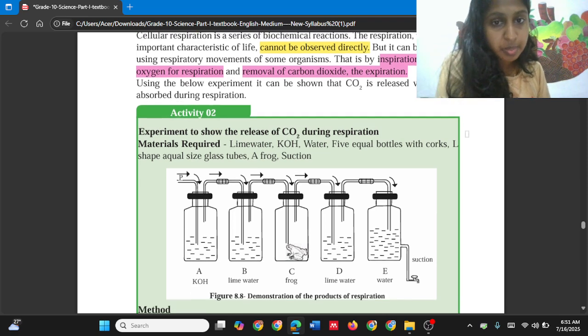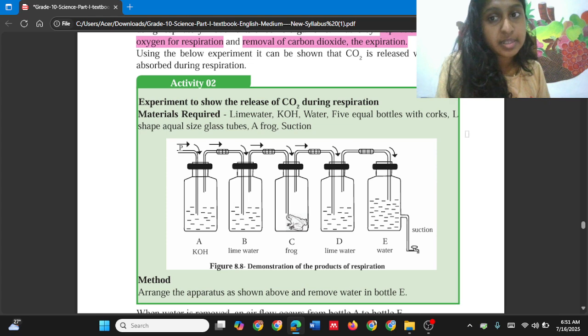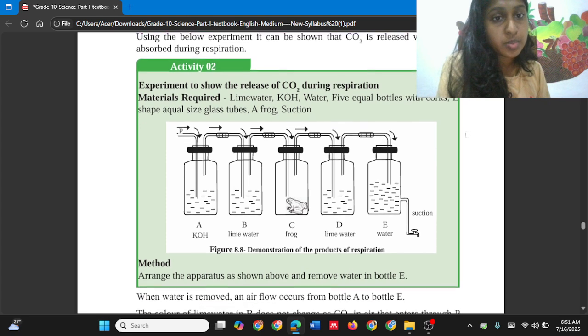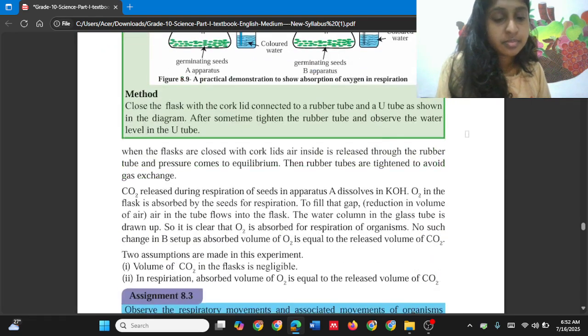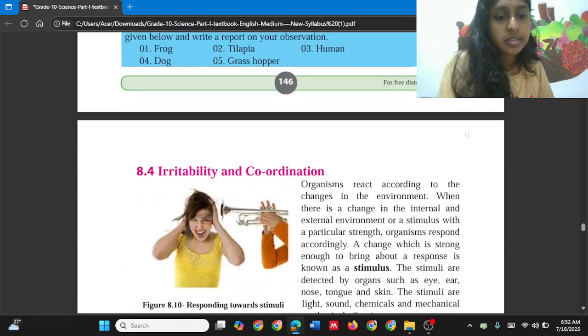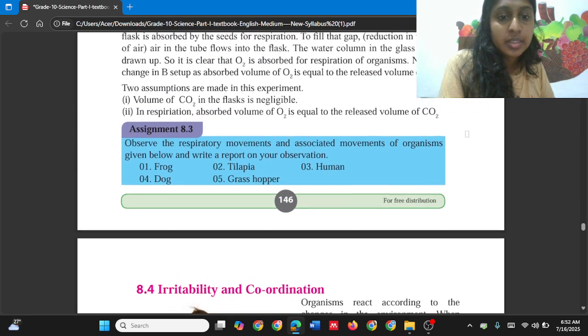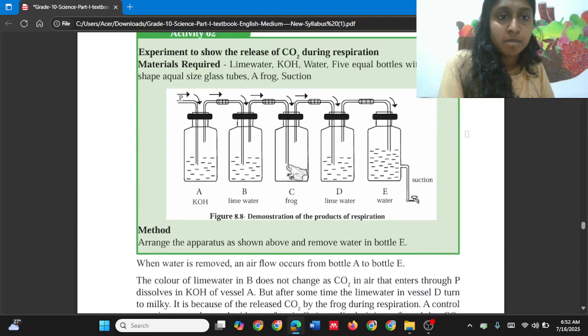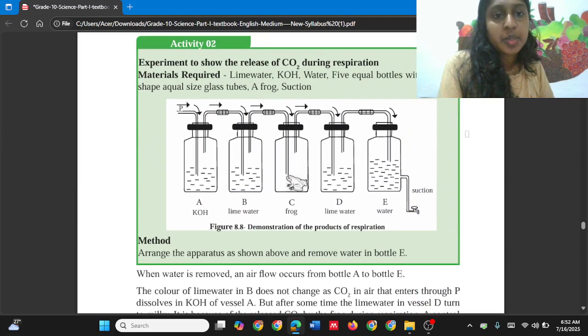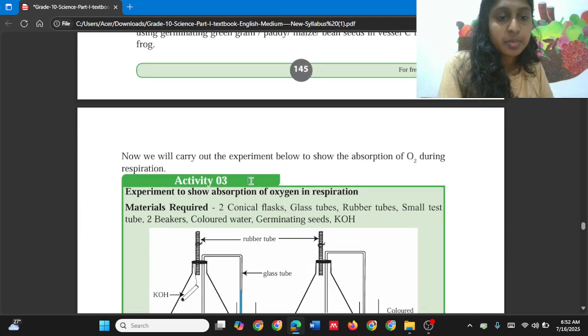Using the below experiment, it can be shown that carbon dioxide is released while oxygen is absorbed during respiration. Let's see what is needed. There are two activities; irritability we will take as the next part. Here: the experiment to show the release of carbon dioxide during respiration, and the experiment to show the absorption of oxygen in respiration.